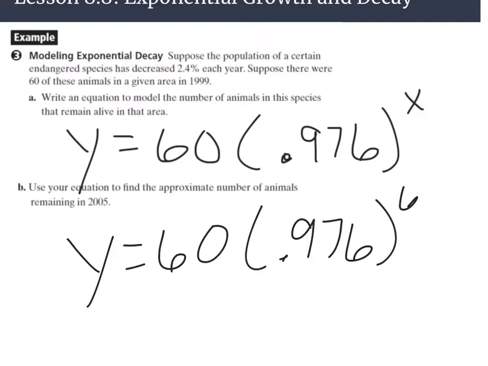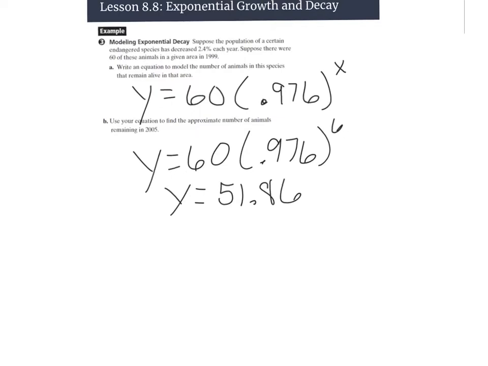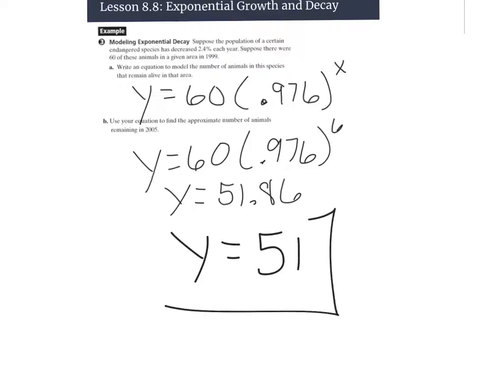Then we punch that into our calculator, and we end up getting y equals 51.86 animals. Now remember, we can't have portions of an animal, so after 6 years, around 2005, we're only going to have 51 animals left. That's how many animals we're going to have at the end of the model we're looking at. Again, we're going to talk a lot about these examples in class. This is just a quick overview. Remember, we're looking at a decay here because this number is less than 1.